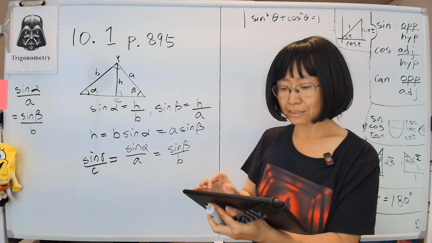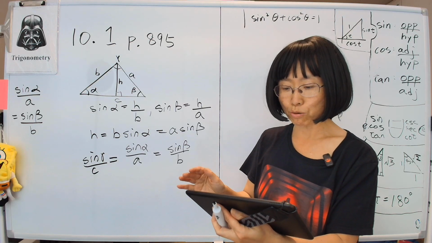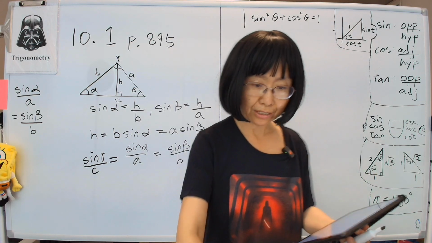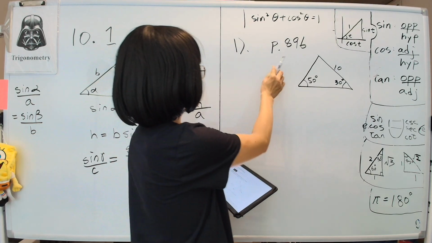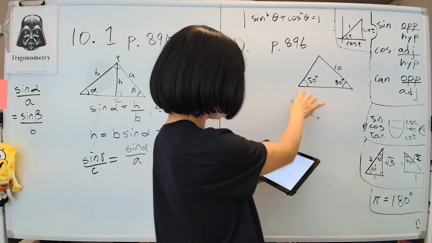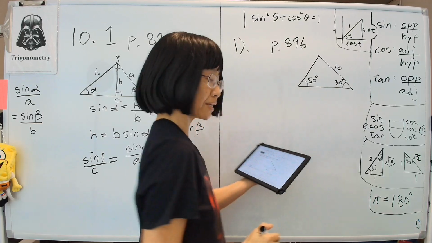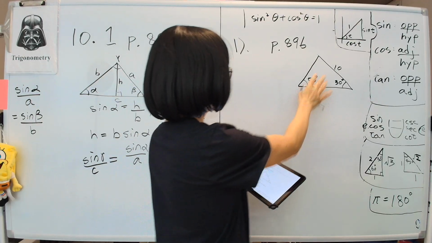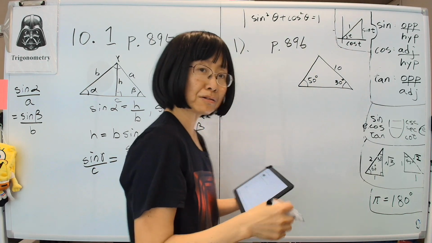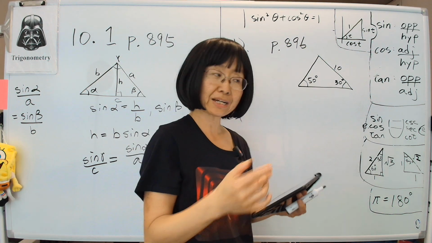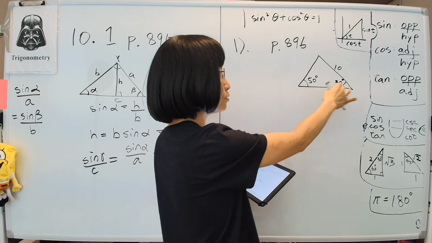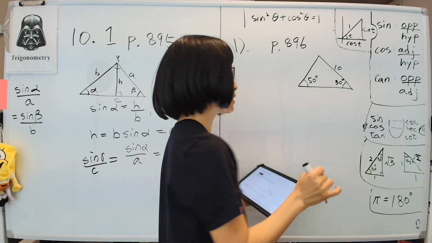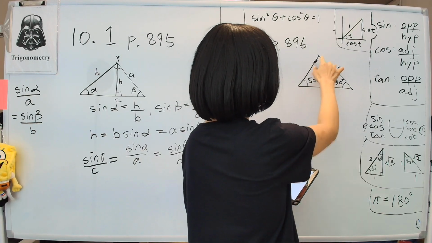So let's turn to the next page and look at example 1, which I will draw on the board. Example 1 on page 896. I have drawn the same picture here that is in the book. We have a triangle. The law of sines is all used with triangles. It's a relationship of a triangle's angles in relation to its sides. So we have a triangle here.